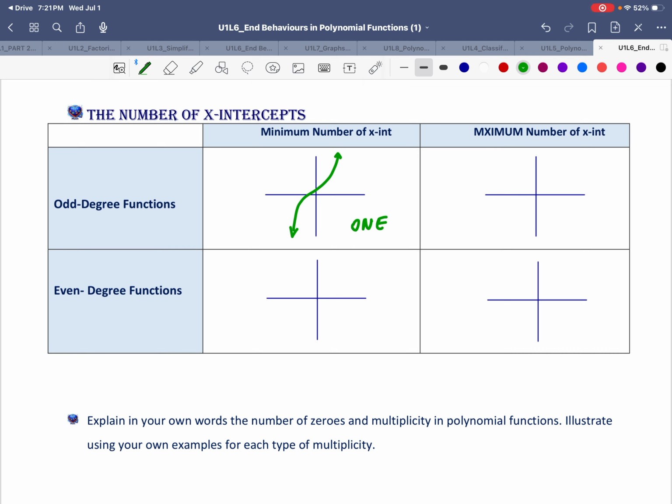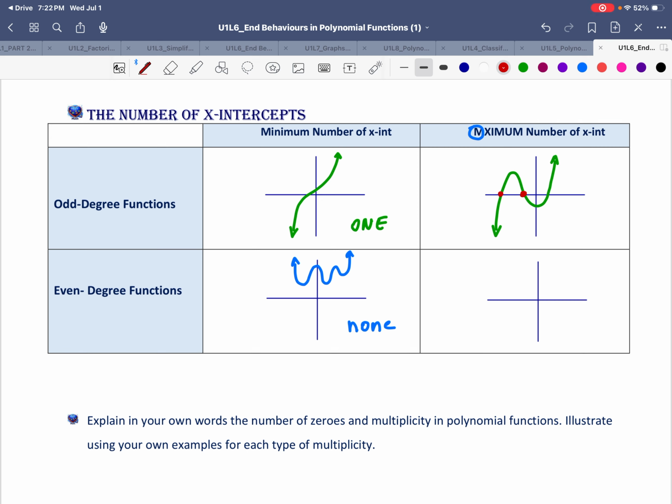When it comes to even degree polynomial functions, they can actually escape the x-axis without making any contact and have no x-intercept. So we're going to say that the minimum can be even none. When it comes to maximum, oops, that is a typo, we'll have to fix that. But when it comes to the maximum number of x-intercepts, that will perfectly match the degree of the function.